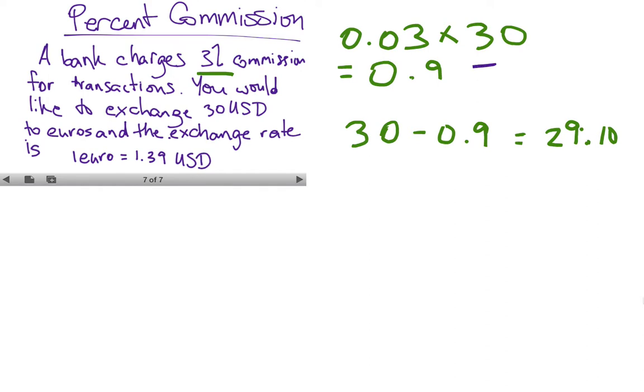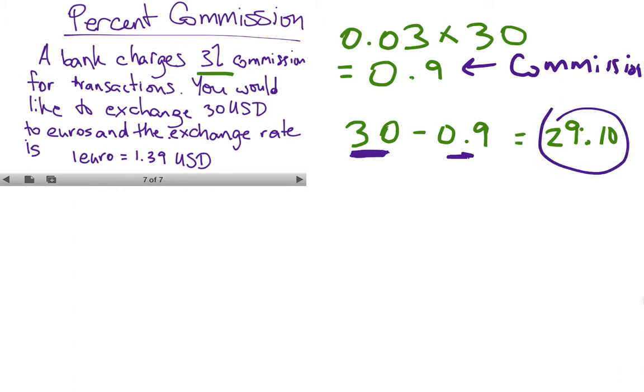Let me make sure everybody knows what this is. That's what you're paying the bank, a whole 90 cents. Greedy bank. When you pay the bank 90 cents out of your $30, you have $29.10 left to exchange. So then the question becomes very similar to the first question we did, which was exchange $29.10.